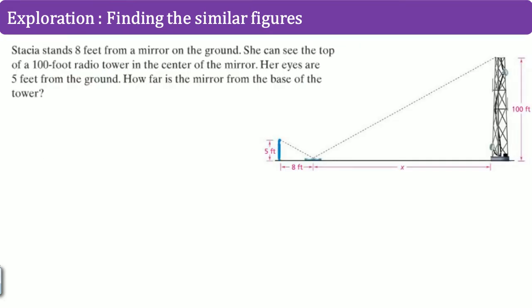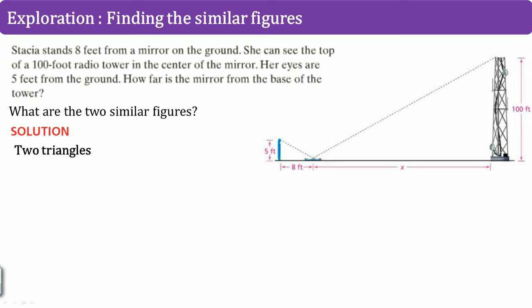Next. Let's do this. This is another typical question. Stacy stands 8 feet from a mirror on the ground. She can see the top of a 100-foot radio tower in the center of the mirror. Her eyes are 5 feet from the ground. How far is the mirror from the base of the tower? Again, you want to ask yourself, what are the two similar figures? And here's the solution. Draw those two similar figures.